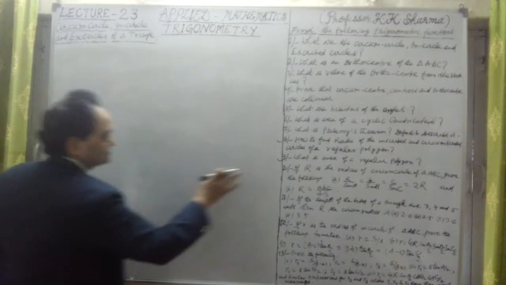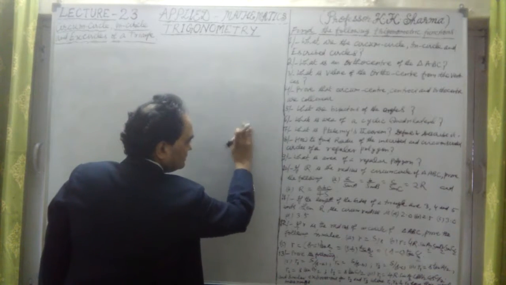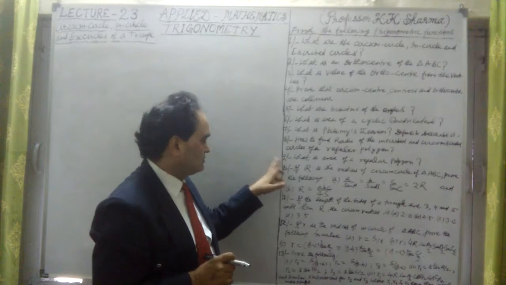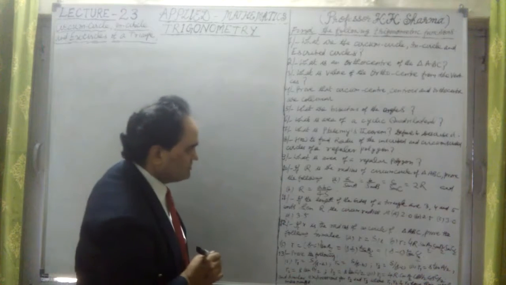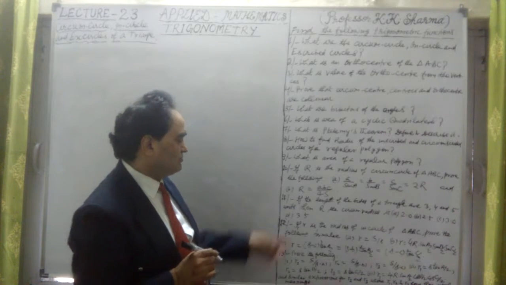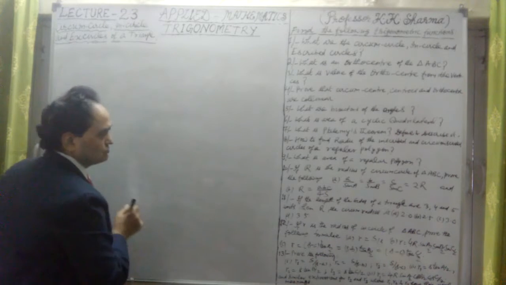Now let me take the 10th question. For the 9th question, the area of the regular polygon was to be calculated, which I have already calculated. Now, 10th question: if R is the radius of the circumcircle of triangle ABC, then prove the following. This we have to prove here.